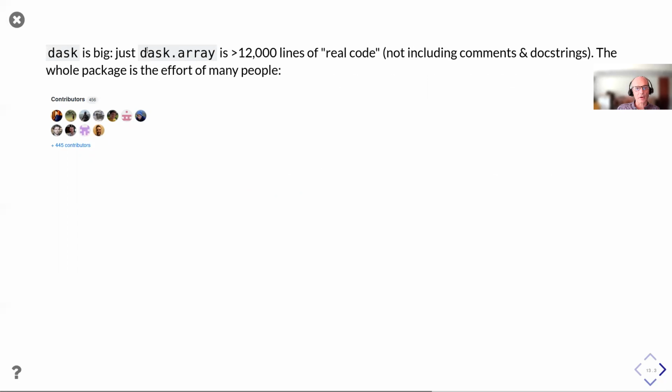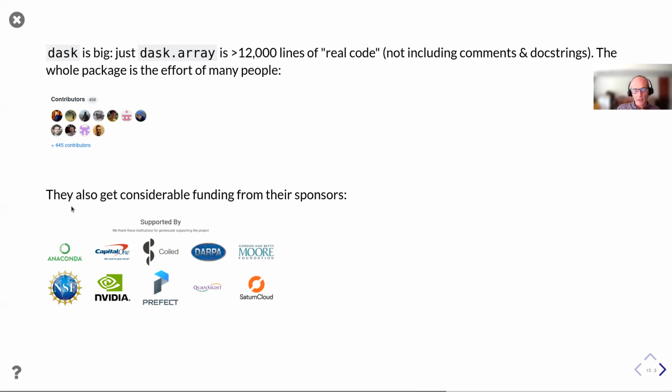It's Dask.array, which is just one part of Dask, but it's the part focusing on arrays. It's about 12,000 real lines of Python code, and Dask as a whole, which covers more than just arrays, is the effort of close to 500 contributors. They get a lot of funding for their work. So this is not anything to sneeze at. This is a very, very impressive effort by a lot of really smart people.